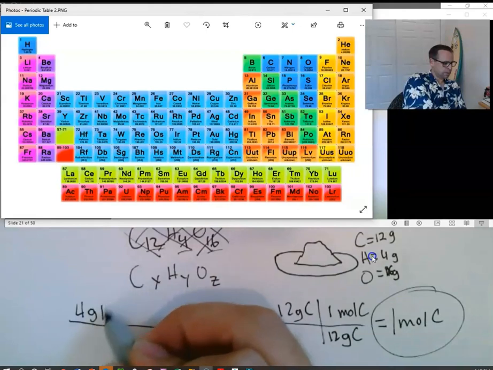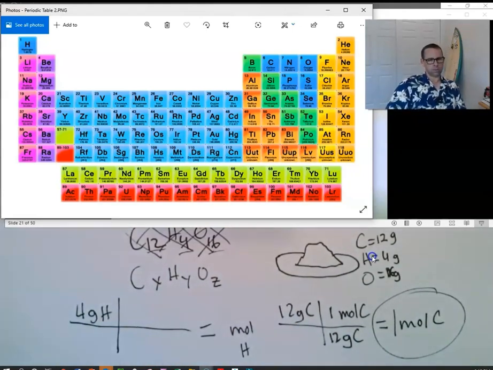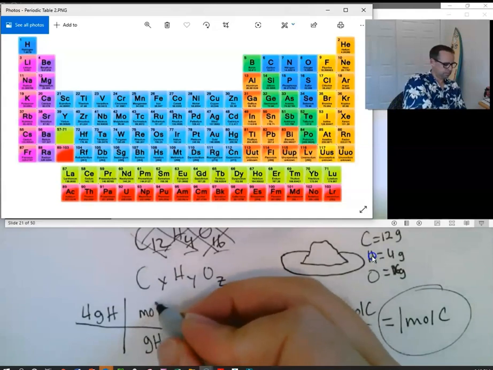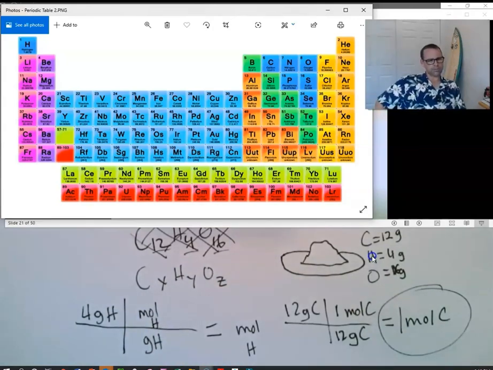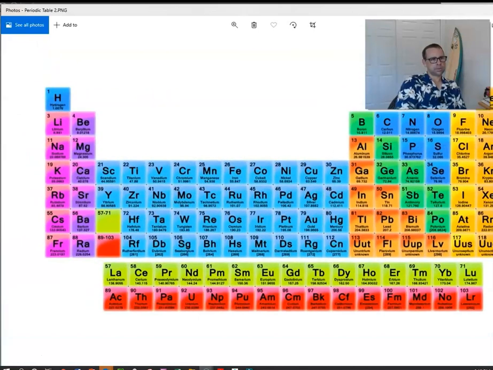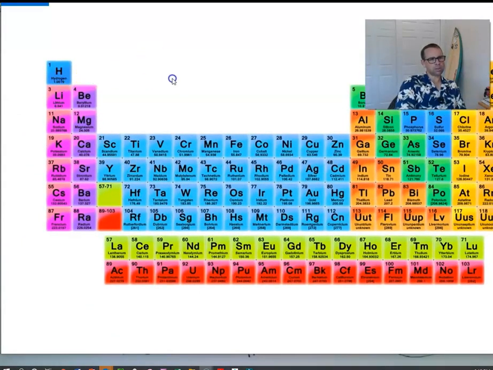4 grams of hydrogen. Very good. And now I need to get to moles of hydrogen. How am I going to do that? Grams goes on the bottom, right? Yep, grams of hydrogen down there. What's on top? Moles of hydrogen. Very good. Now, do we know the ratio? What are the numbers that go with this? It's just the number on the periodic table, right? 1.008 grams for every mole. Good. Excellent.